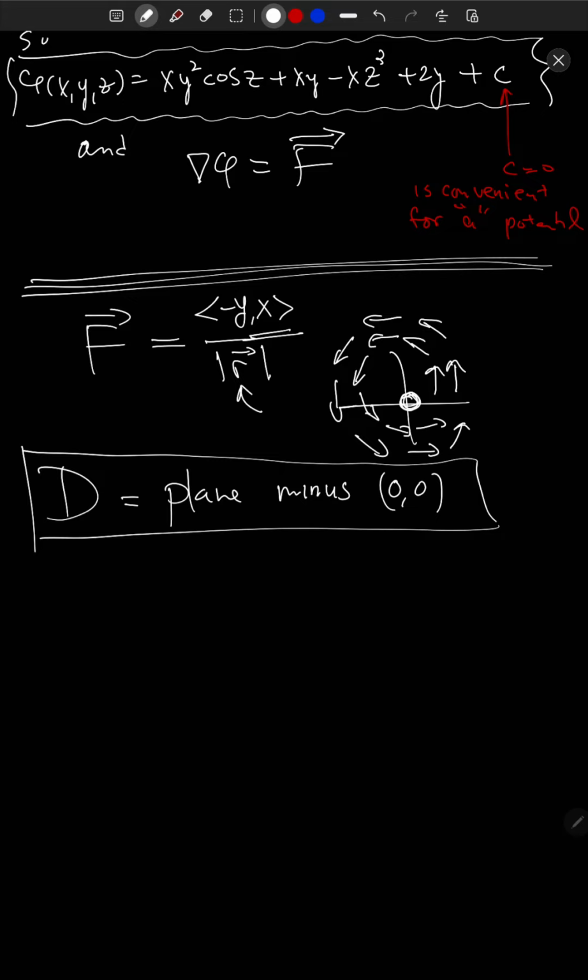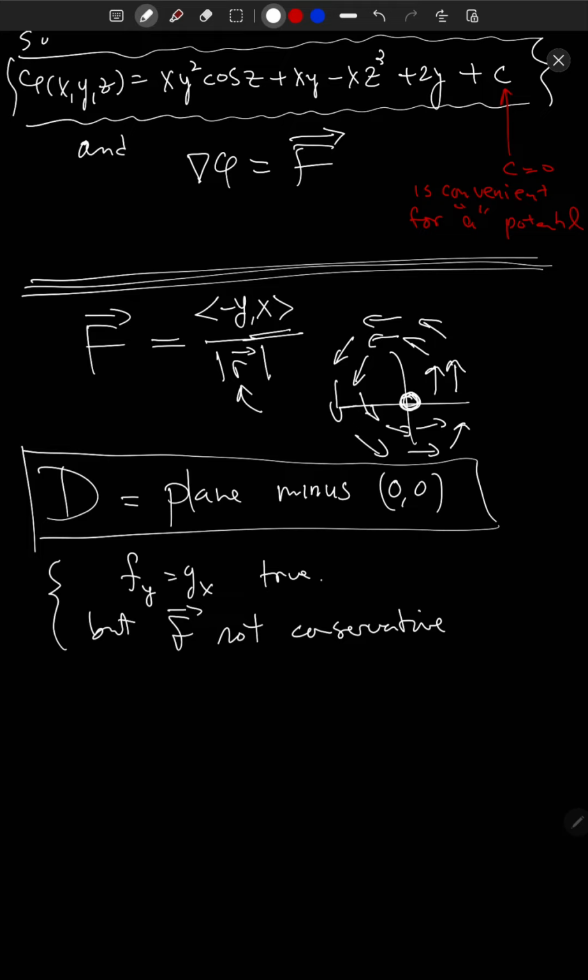All right. Why is that important? Well, because if you actually try to use the criterion, in this case it would be f sub y equals g sub x. It would actually be true, but f is not conservative. So this shows us a literal example where we absolutely need the simply connectedness.